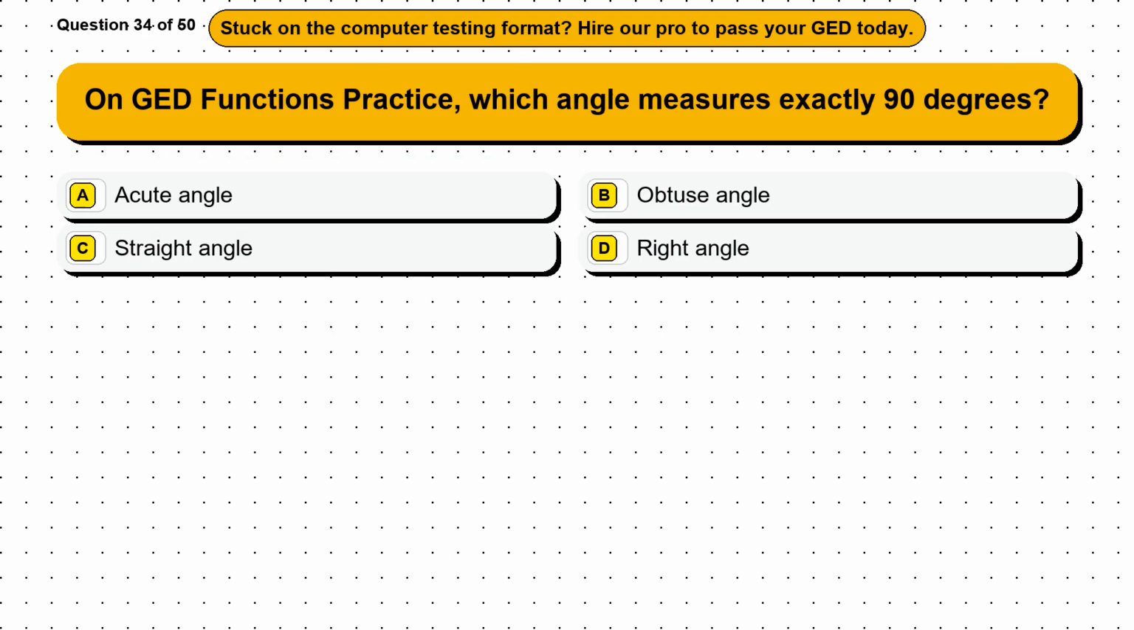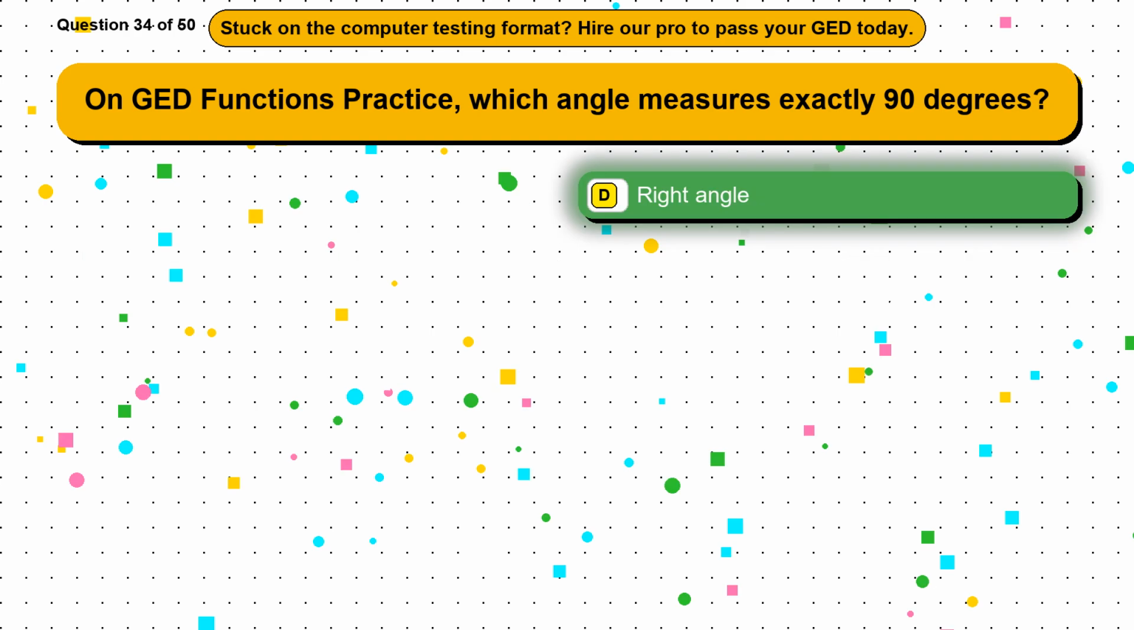Question 34. On GED Functions Practice, which angle measures exactly 90 degrees? Option A, acute angle. Option B, obtuse angle. Option C, straight angle. Option D, right angle. The correct answer is option D, right angle.